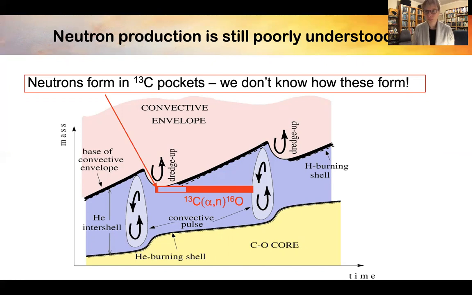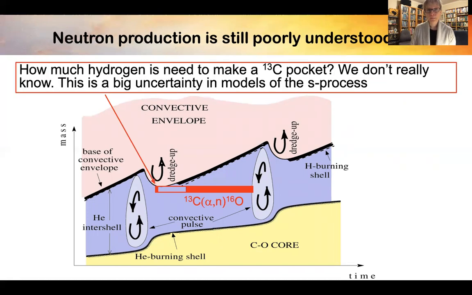Other people treat them in different ways. So there's a whole literature on this. In my review paper that I mentioned in my previous lecture, you can have a look at discussions about this point. But the summary is, we don't know how they form. There are varying hypotheses put forward to form carbon-13 pockets. We also don't know how much hydrogen is needed to make a carbon-13 pocket. We know it can't be too much, otherwise you make nitrogen-14. Nitrogen-14 is what we call a poison for the S process. It sucks up all the neutrons, doesn't leave any for carbon-13. So we can't make too much.